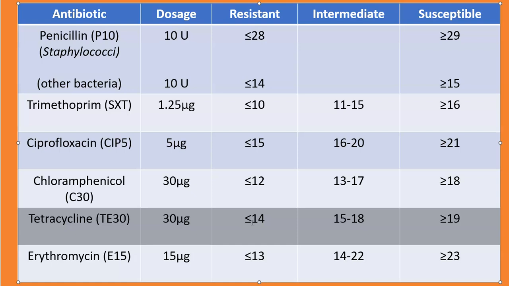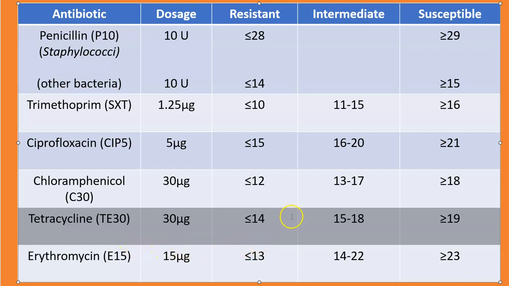Well, it's not equal to or less than 14. It's not between 15 and 18, but it is greater than 19. So at 23 millimeters, that tells us that that bacteria are susceptible to tetracycline. So that's an effective antibiotic. It would in fact work.